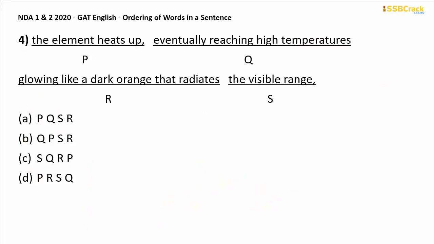Now we go to the next question. The element heats up, eventually reaching high temperatures, glowing like a dark orange that radiates the visible range. So glowing like a dark orange that radiates. If you consider this part, radiates is a verb.